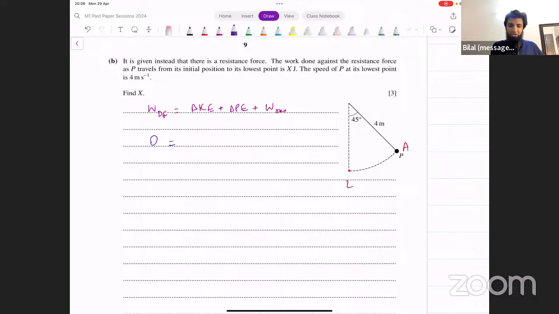Okay. What about the change in kinetic energy? It says the speed at the lowest point is 4 meters per second. It started from rest. What's the change in kinetic energy? It's half into m, which was 35, into v squared, which is 4 squared minus 0 squared. That's the change in kinetic energy. And what about the change in potential energy? What would that be? Again, we need to do that calculation. What's the change in height here?